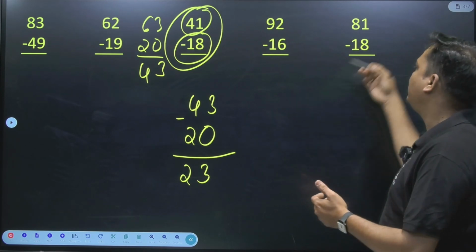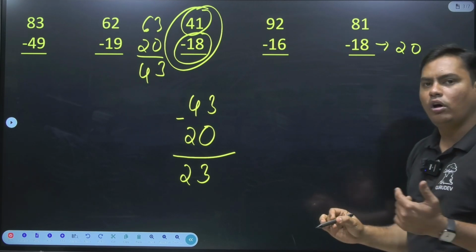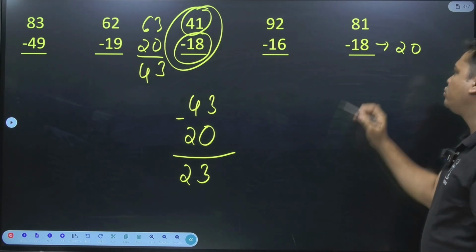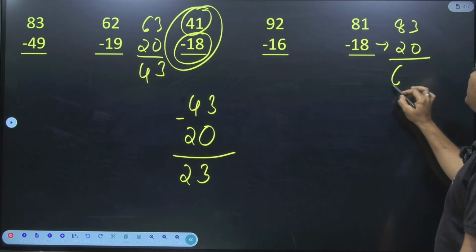If I want to go with this one now, this is nothing but 20. That means I am increasing it by 2. I will increase 81 by 2 also. It is nothing but 83. What is 83 minus 20? It is nothing but 63 here.